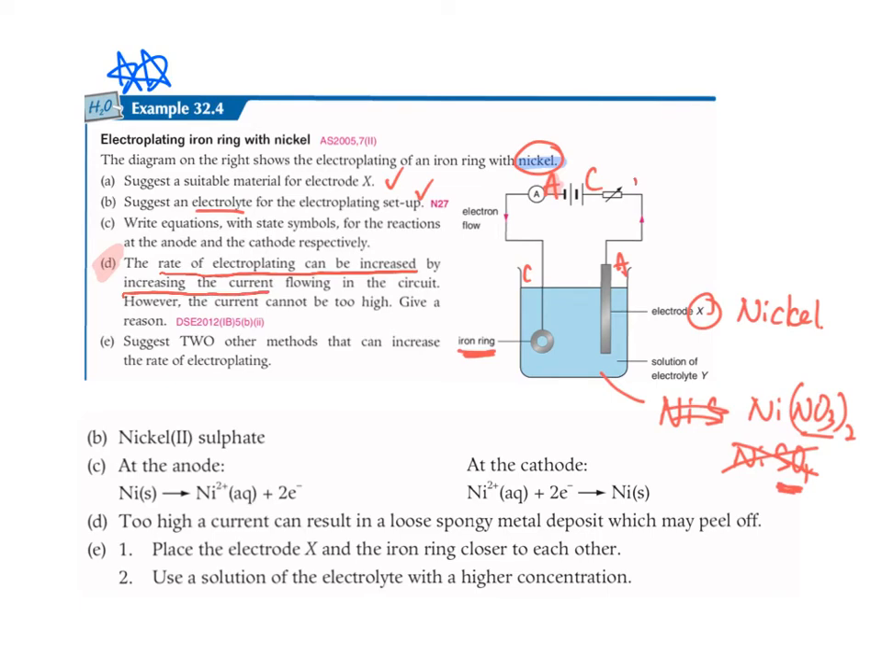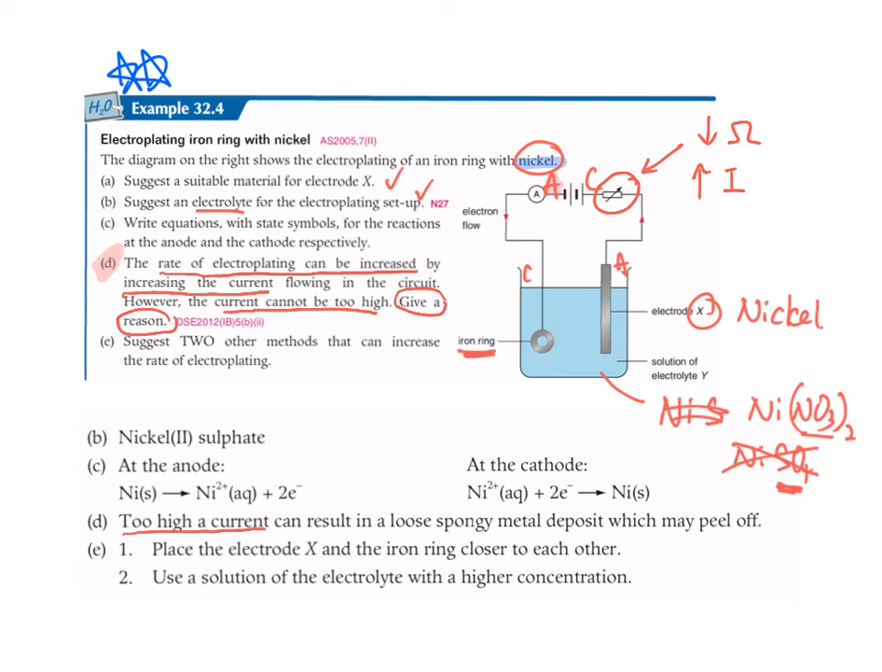You see that we have a rheostat there. If we lower the resistance, the current can then increase. But the current cannot be too high, and you have to give a reason for that. Just now we mentioned that if you want to plate nicely, you have to control the conditions. One of the conditions you have to control is that the current cannot be too high.